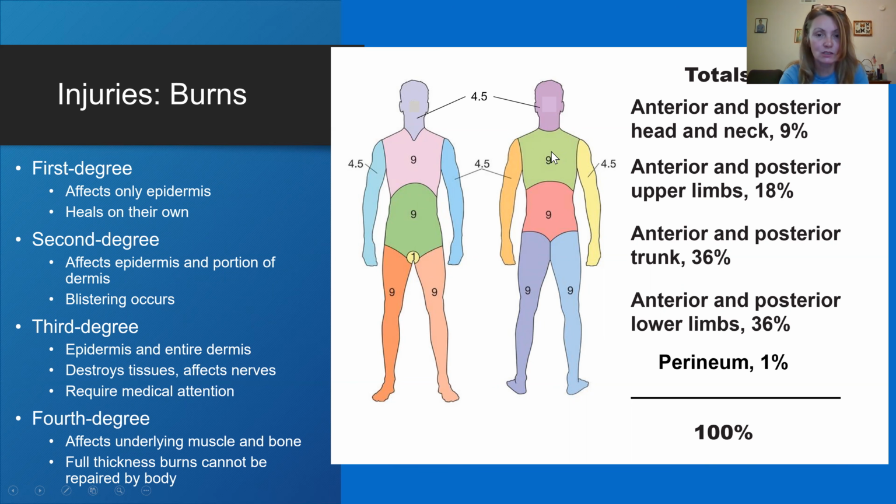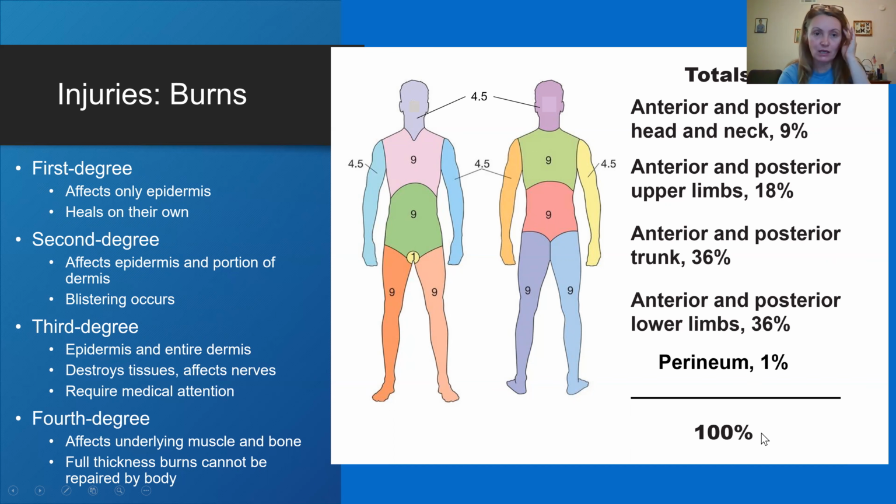So this guy, you see his back, and this is the front. And then arms, 4.5 on the front and 4.5 on the back. So the total will give you 9 anyway, right? So it's kind of like 9, 9, 9, 9, 9 everywhere except the perineum. This is around your external genitalia and anus, that area called the perineum. This is 1%. So the total gives you 100% of the body.